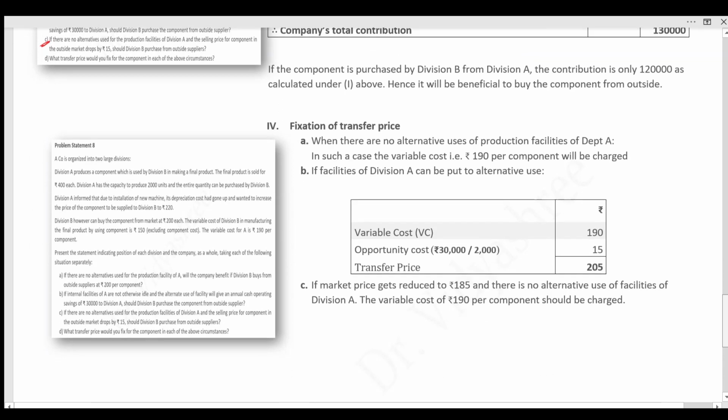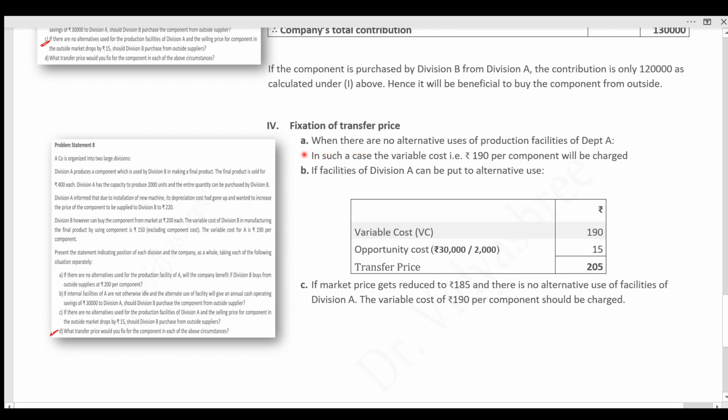Well, let's see the fourth one. What is the fourth situation? What transfer price would you fix for the component in each of the above circumstances? For all three situations, we need to tell what the transfer price should be. Observe here, transfer price is nothing but the price fixed by division A to division B. So let's see what price is to be fixed.